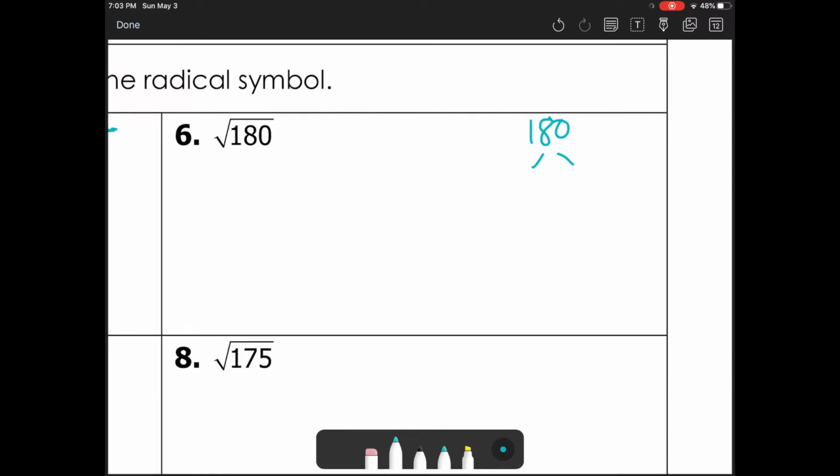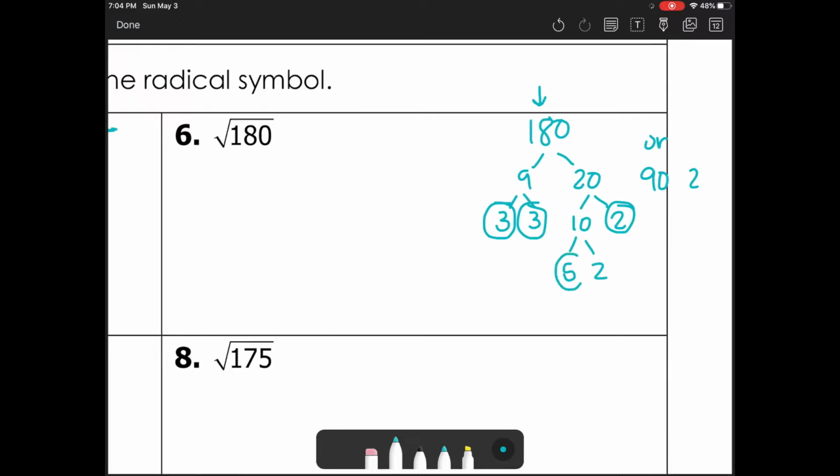Immediately I'm thinking, what times what makes 18? I know 9 times 2, so this would be really 9 times 20. Or it could be 90 times 2. No matter how you factor it at the end, it's going to come out to be the same answer. I know that 9 can be broken down into 3 times 3, but 3's can't be broken down any farther. 20 could be 10 times 2. The 2 can't go any further. 10 could be 5 times 2, and neither one of these numbers can go any farther.